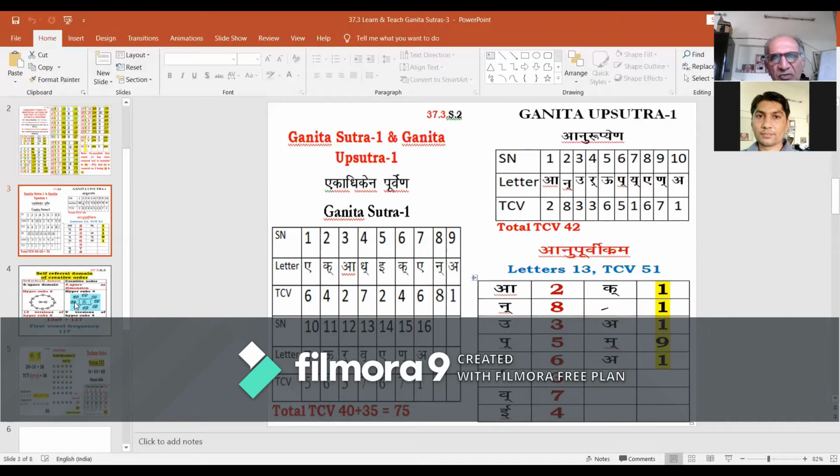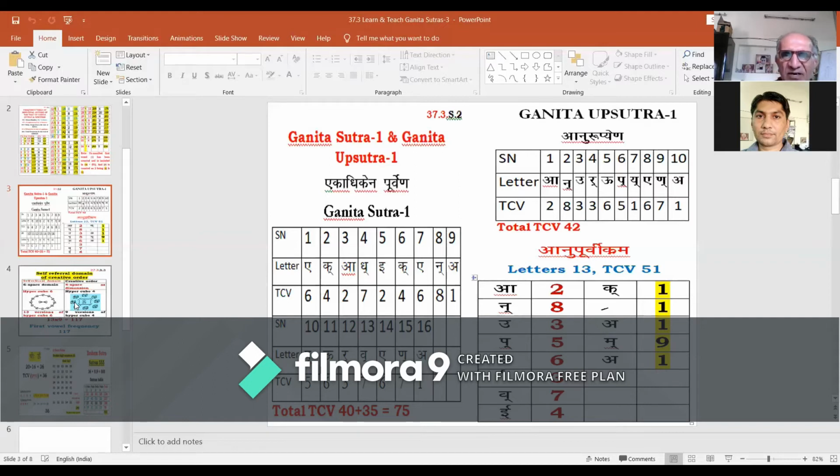40 plus 35 is equal to 75. Now, this reach of value 75, when it is integrated with, complemented and supplemented with the Ganita Sutra 1, then we see that Ganita Sutra 1, as a composition of 10 letters, is yielding this value 42. 75 plus 42 is 117.